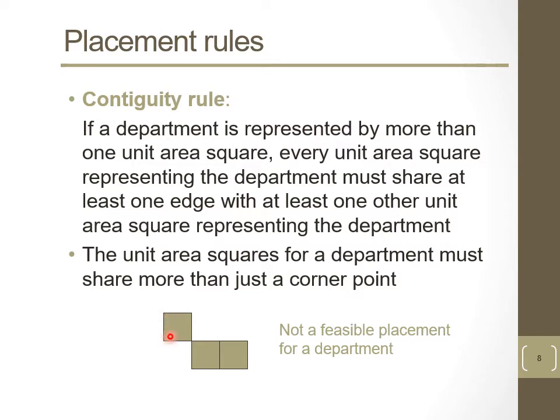Okay, this department can be on this side, like let's say this, or it can be here like this, or here like this, like this, or like this. In all these red ones, the red unit area square shares an edge here or here or here, you see. But this one does not share such an edge, so the contiguity rule is not satisfied in this shape, and therefore this is not a feasible shape. Okay, this is the contiguity rule.